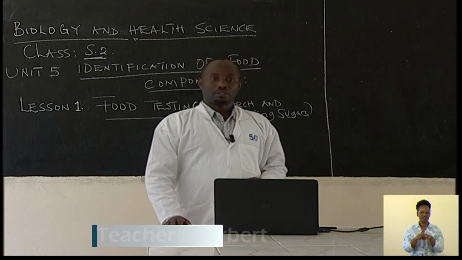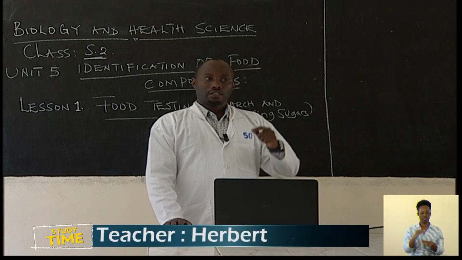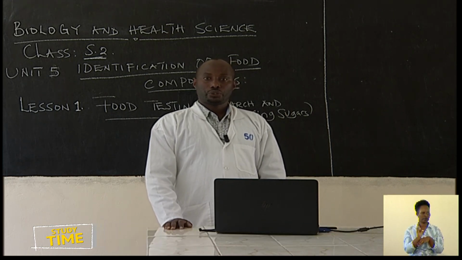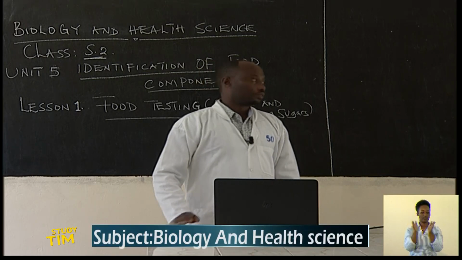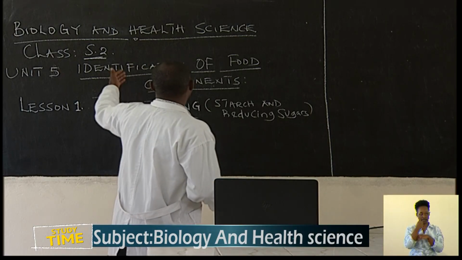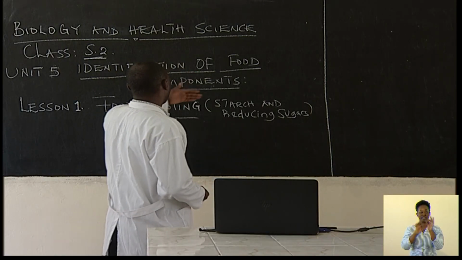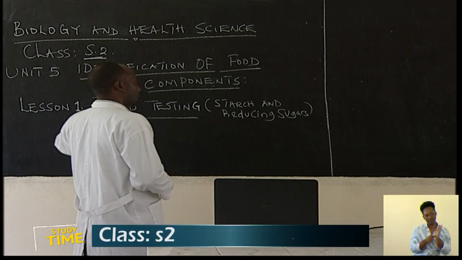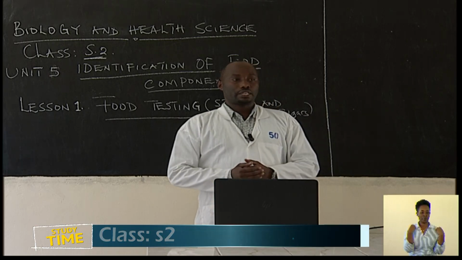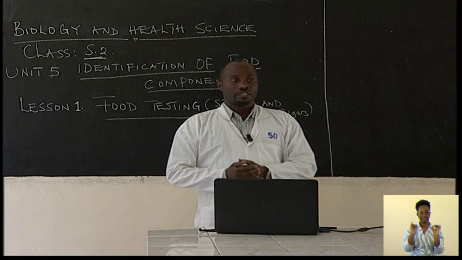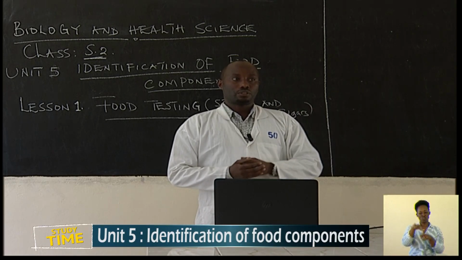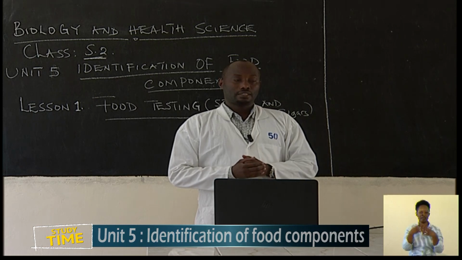As usual, I'm teacher Herbert, and I'm going to be taking you through the biology and health science of Senior 2. The lesson of today is Unit 5, which is concerning identification of food components. Under this, we are going to go through a practical lesson concerning testing of starch and reducing sugars. That lesson is very important in very many classes.